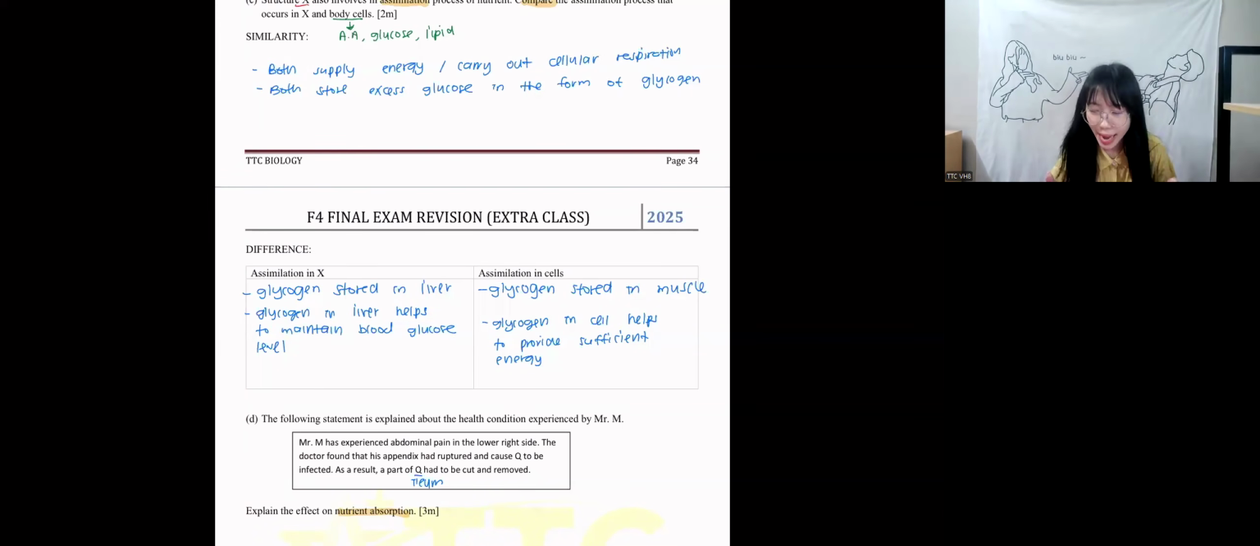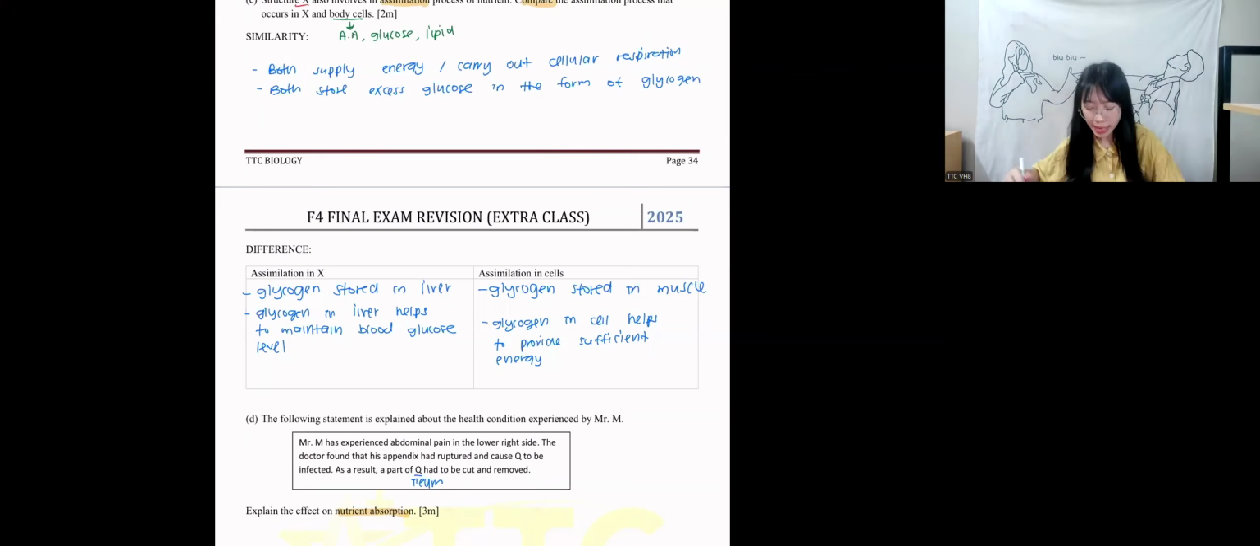So will a person die? Of course, they will not die because it's just removing a part of the ileum. There are people who can live with half of the ileum. There are people who can live with half of the lung, meaning they only have one lung. There are people who live with no pancreas, no liver also can. As long as you consume the correct medicine, they are able to live with half of the small intestine with no problem.